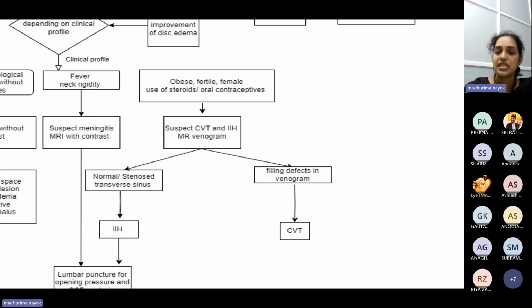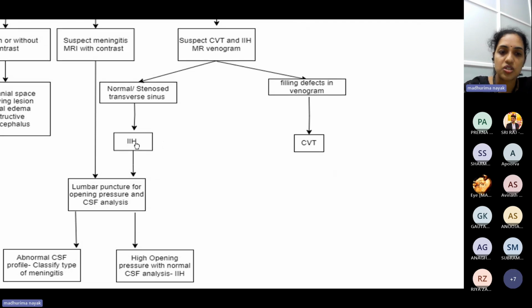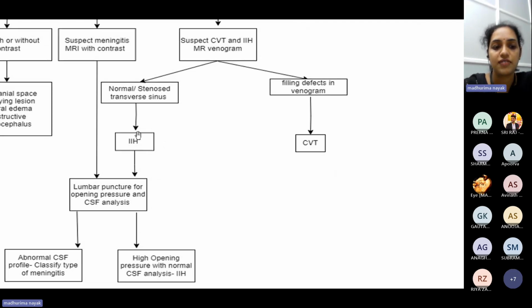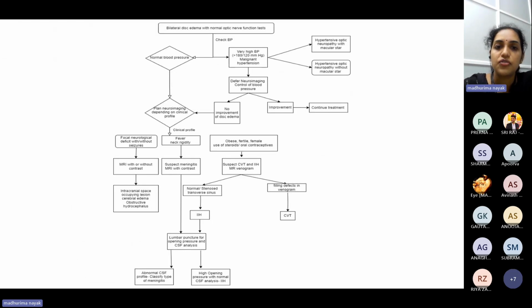So in CVT, you will see filling defects, and in IIH, you will see posterior flattening of the globe, stenosis of the transverse sinus, and flat ventricles. So then you establish a diagnosis of IIH and then perform CSF analysis. All right. If you are having any doubts in this algorithm, I'm happy to solve your problems. Any doubts?